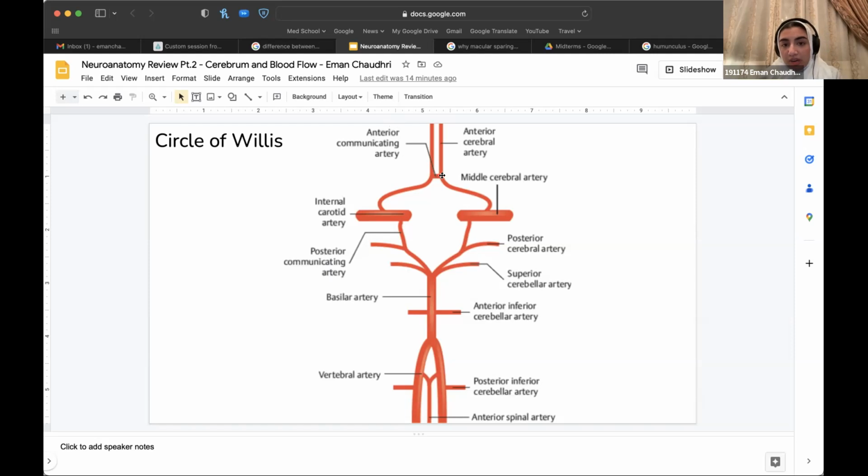So the anterior communicating artery makes the anterior cerebral arteries communicate, whereas the posterior communicating artery makes the posterior cerebral artery and the internal carotid artery communicate, okay? This is what I want you guys to know. This is the circle of Willis on its own, or the blood supply of the brain.